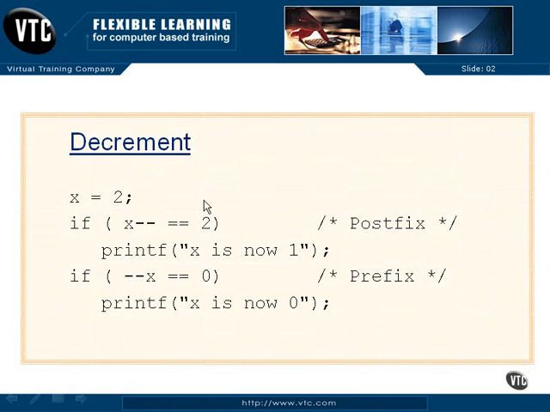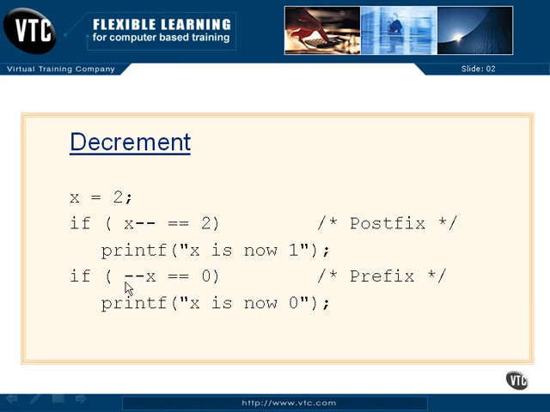Decrement works just the same way. Here we're going to set up and say that x is equal to 2, and if x minus minus decrement is equal to 2, that's our postfix, and that will be the case because we will do the comparison first because we have the postfix decrement. We'll do our comparison. X is in fact 2. We'll come down here and we'll say that x is now equal to 1. Because we have decremented x at that point, so it has gone down to 1.